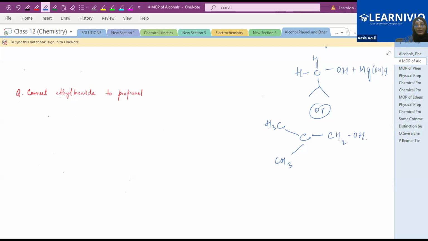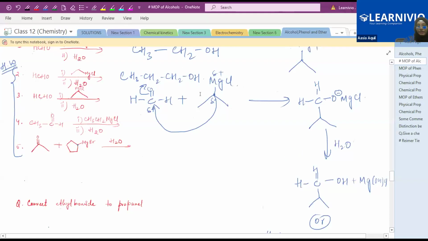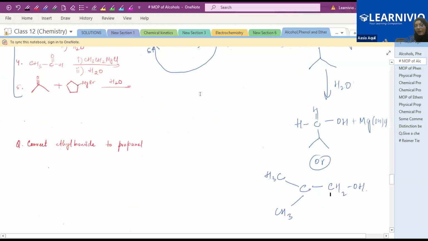So again, this is your primary alcohol. This OH group is attached to this carbon, and this carbon is further attached to only one carbon, only one group. So this is your primary alcohol. When formaldehyde is treated with any Grignard reagent, whether it's an iso group, whether it's just a straight chain group, or any alkyl group, you will get a primary alcohol.